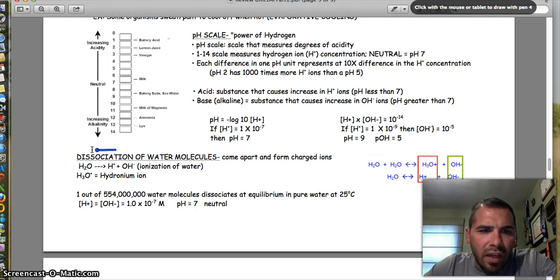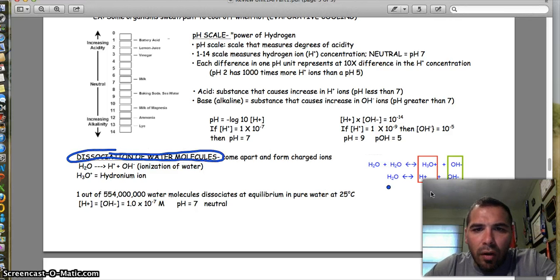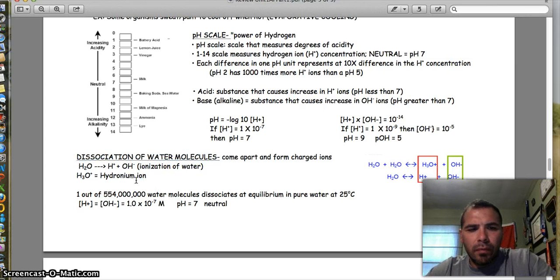This dissociation, some of you missed. Basically water dissociates, or comes apart, and forms these ions. So here's water, this is when it dissociates, right here. Alright? And so that's called the ionization of water. It breaks up into H plus and OH minus. And again, some of you missed that for some reason. Not sure why.